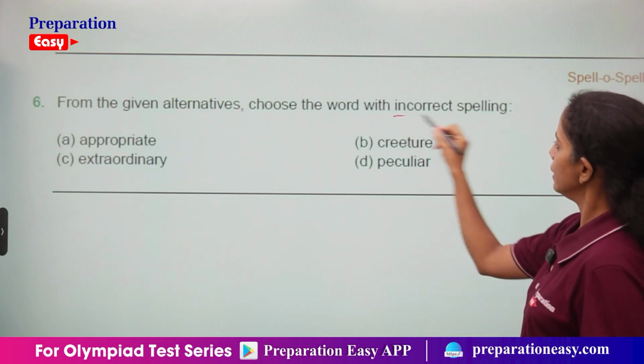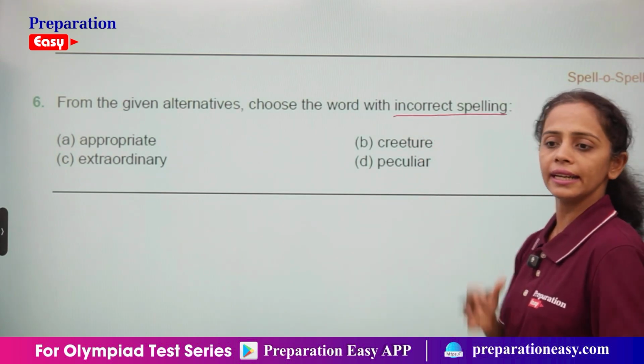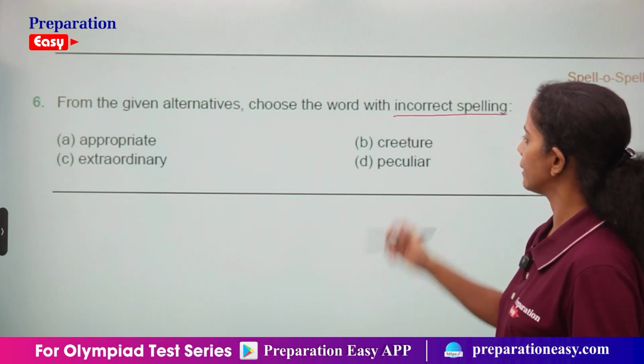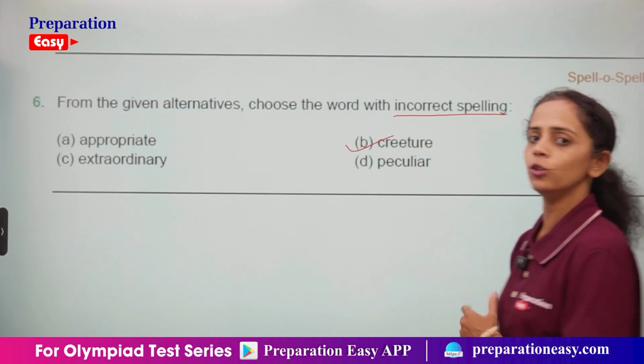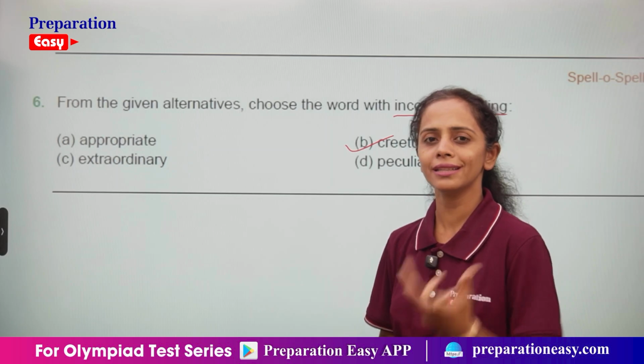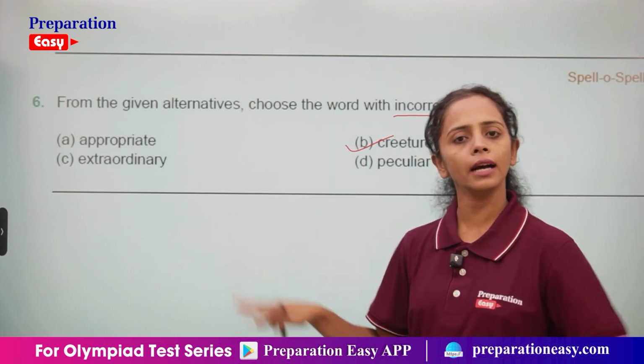Again, the keyword incorrect spelling. Incorrect spelling you have to find over here, and the incorrect spelling is creature. C-R-E-A-T-U-R-E. What do you mean by creature? Creature means the living things which are around us.